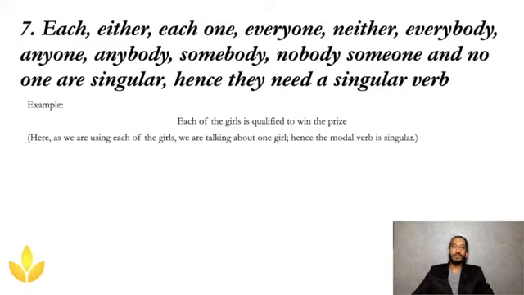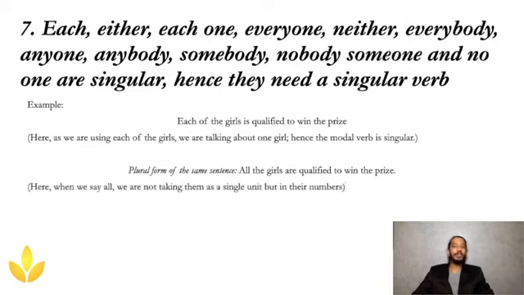So the plural form of the same sentence could go this way. All the girls are qualified to win the prize. Here, when I say all, we are not taking them as a single unit, but in their numbers. So each becomes singular, whereas all becomes plural there.